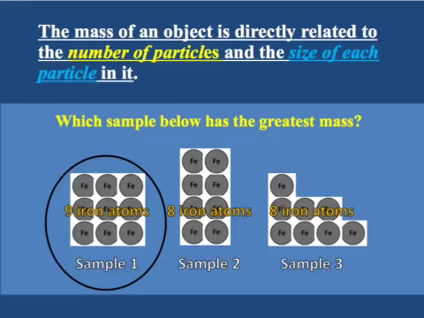Okay, so what does this have to do with mass? Well, you have to remember that the mass of an object is directly related to how many particles are in that object and the size of each particle in it. So how much something weighs depends on how many things come together to make that one object and how big those things are. Let's look at this example. We have some examples of iron. In this one, it's 9 atoms. In this one, it's 8 atoms. In this one, it's also 8 atoms. Now, they all look different, but this one has the most atoms, so this would have the greatest mass because it has more parts and pieces.